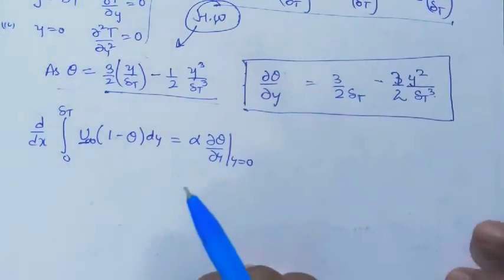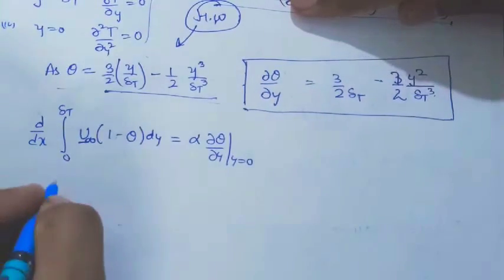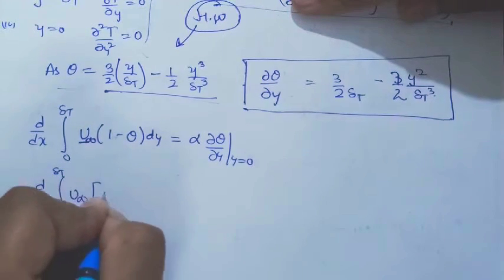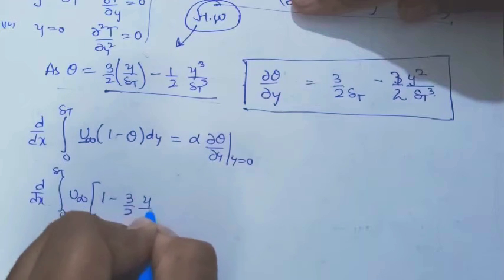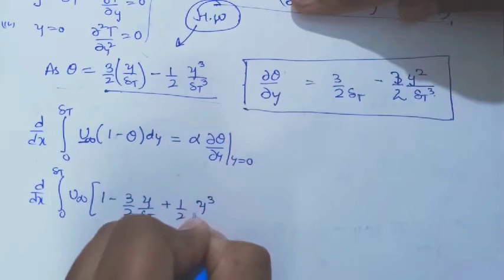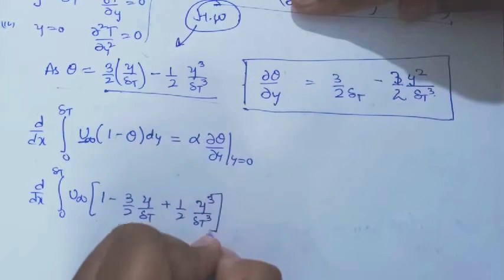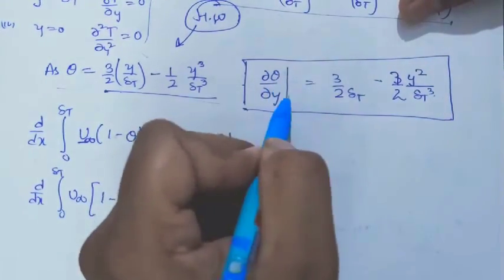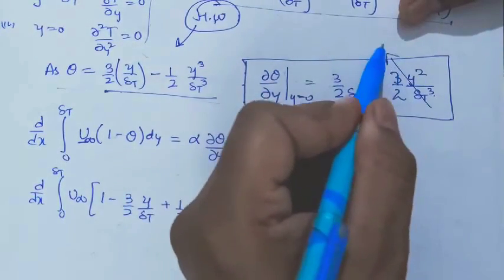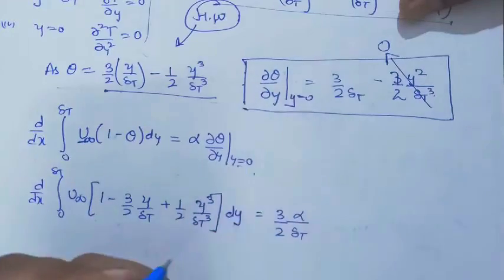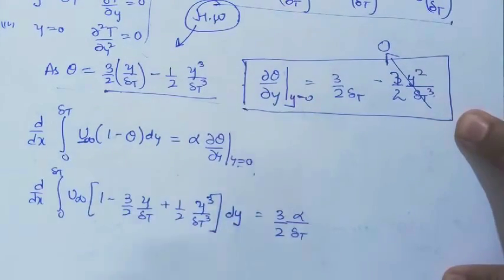Now let us solve this. I'll put this value, it is 1 minus 3 by 2 y by delta t plus half y cube by delta t cube into dy. Now at y equal to 0, this term vanishes, right? So I am left with 3 by 2 delta t with this, right?